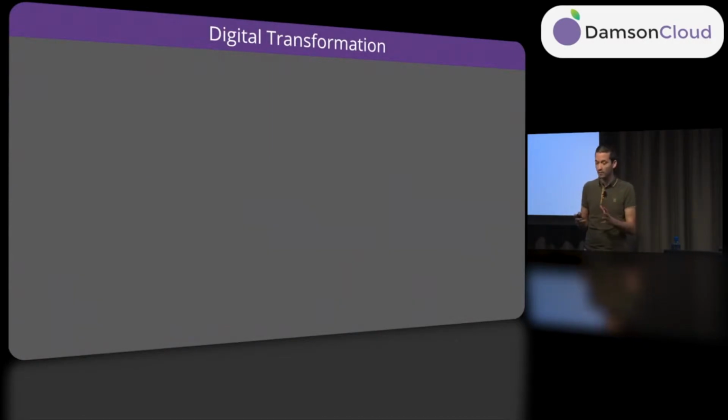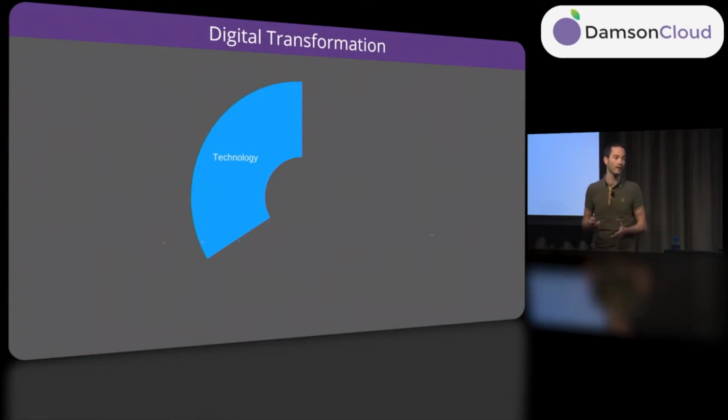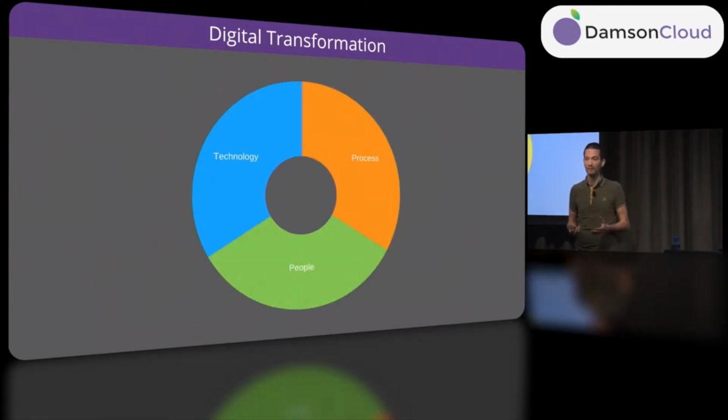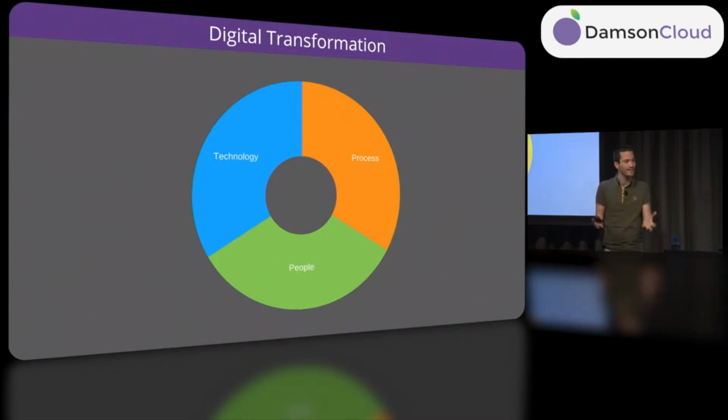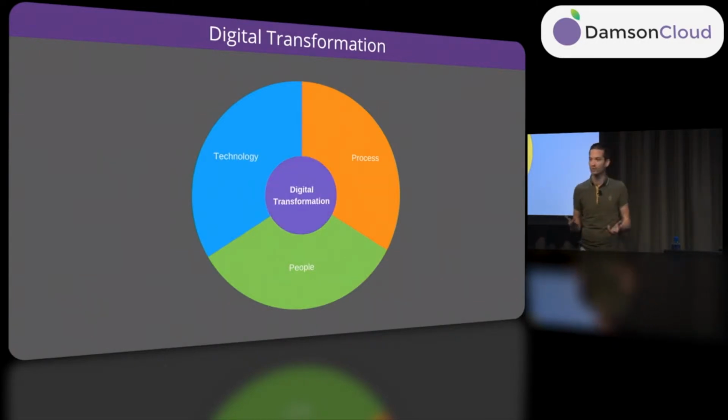Now, when it comes to digital transformation, a lot of organizations focus on the technology. And the technology is really important, but it can't happen on its own. We can't get through digital transformation without looking at two other areas, and that's processes and people. And it's only when we look at these three together that we get the kind of magic digital transformation in the middle of it.